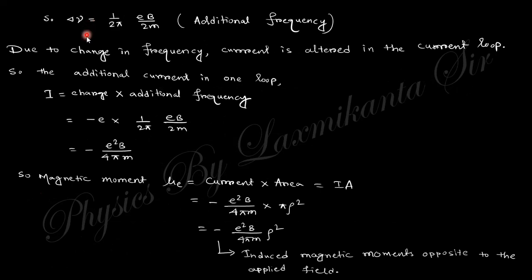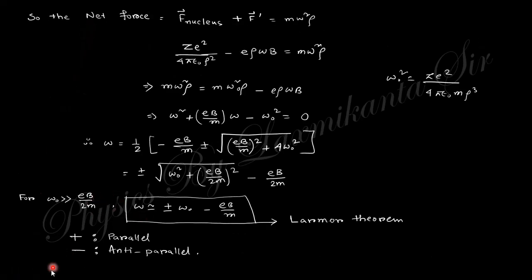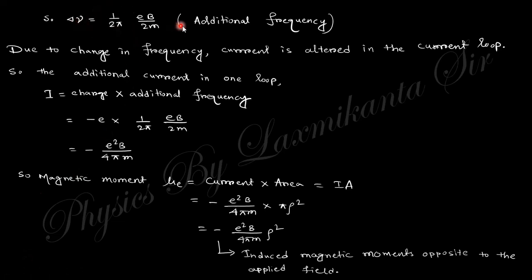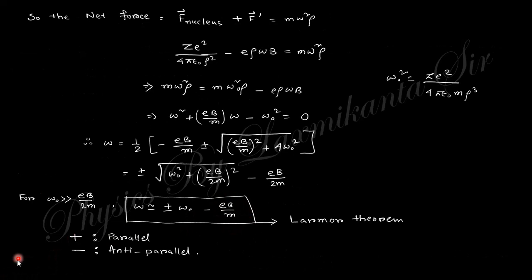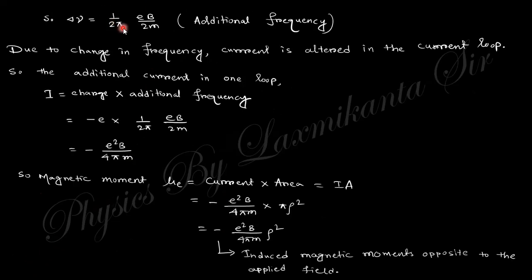Now the frequency changes. This is the angular frequency, so if you divide it by 2 pi, this will be the linear frequency. So this is the additional frequency that arises here. Due to this change of frequency, the current will be altered. When the frequency is changed, the current will be changed.